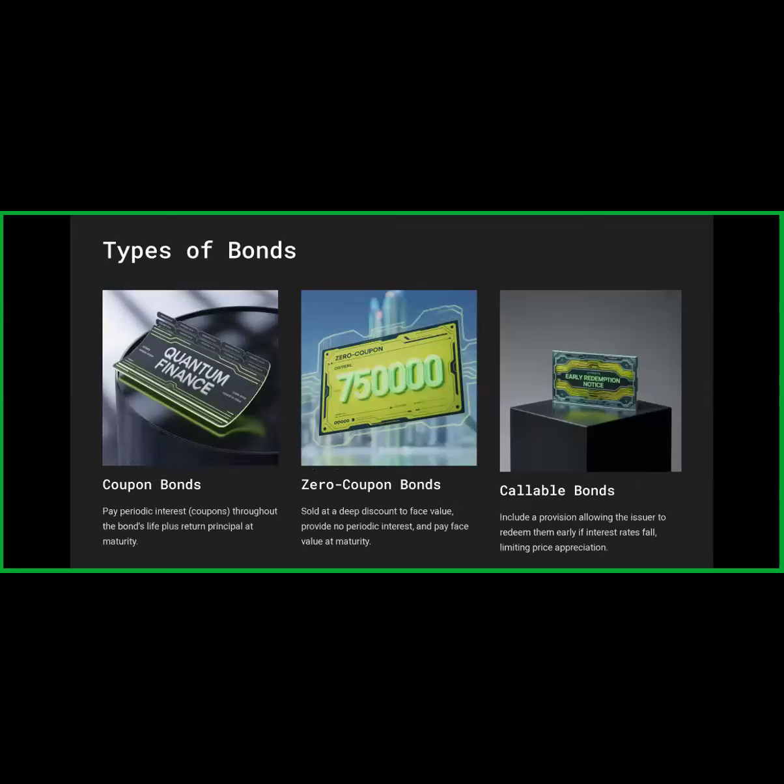So what are the different types of bonds, actually? That we are going to understand. The first one is coupon bonds. Coupon bonds provide periodic interest coupons throughout the bond's life, plus the return of the principal at maturity.